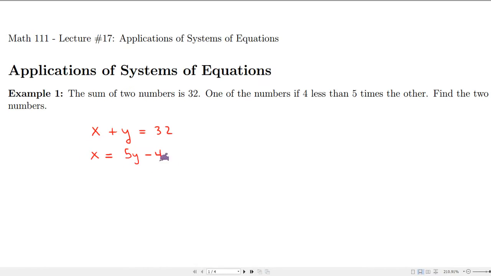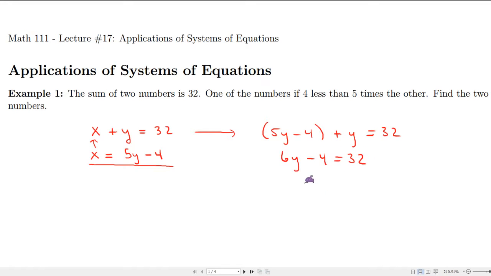Well, it's already set up in a nice way where we could just use substitution. Of course, you could use elimination if you wanted to, but here we already know that x is equal to 5y minus 4. So let's substitute that right into the first equation. This first equation would become 5y minus 4 plus y is equal to 32. So then we have 6y minus 4 is equal to 32, and we can bring the 4 over by adding. Add 4 to both sides and we have 36. Divide both sides by 6, and y is 6.